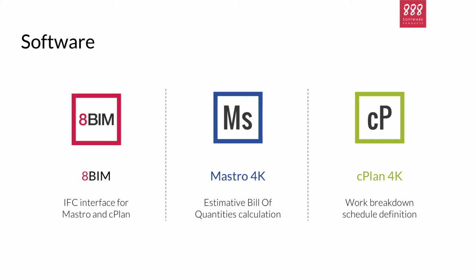The 4K collection is mainly composed of Mastro and cPlan. Mastro is focused on the accountability part of the works, like the bill of quantity, estimation and the price analysis, so it's related to the fifth BIM dimension, while cPlan is focused on the fourth dimension, with the activities scheduling and the work breakdown schedule definition.